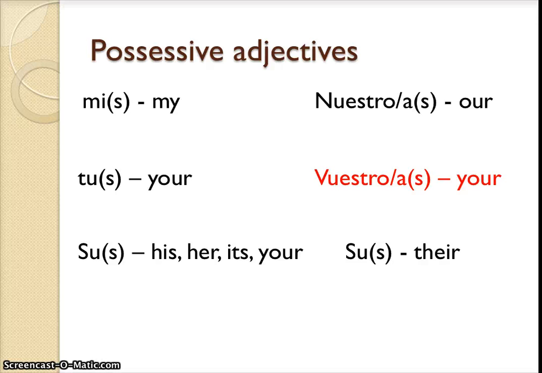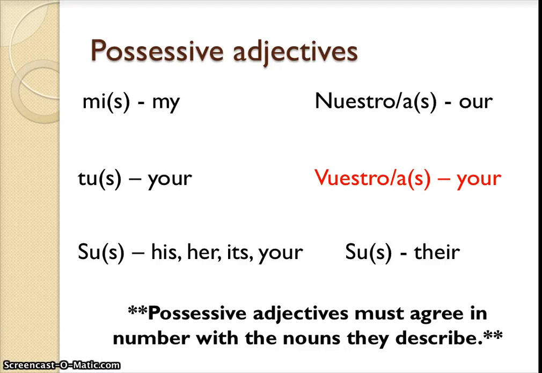Alright? A thing to remember about possessive adjectives is that they come before, they come first. Okay? They come first. And also, they must agree in number with the nouns they describe. Okay? So if it's singular, your possessive adjective is going to be singular. If your noun is plural, your possessive adjective needs to be plural, which is why I put the S in parentheses.